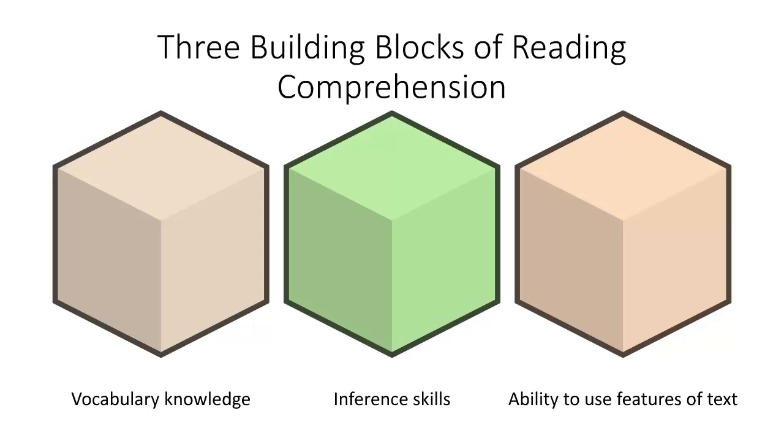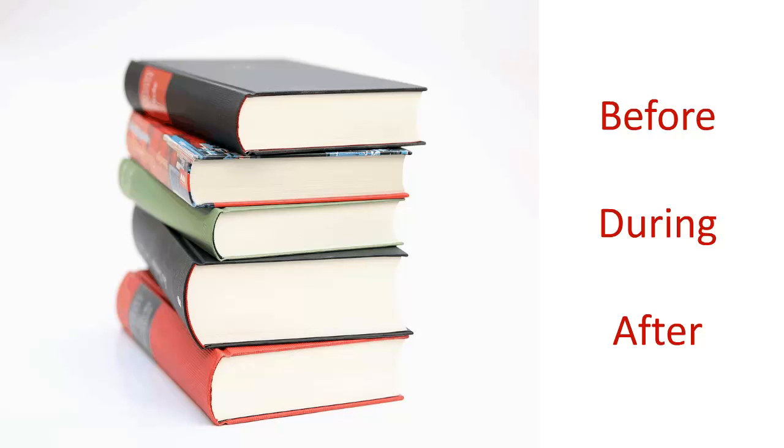As you learned in the previous unit, the three building blocks for helping students understand what they read are vocabulary knowledge, inference skills, and the ability to use features of text. Some of the strategies can be used most effectively before students read a selection, some during students' reading of a selection, and others after students have read the selection.